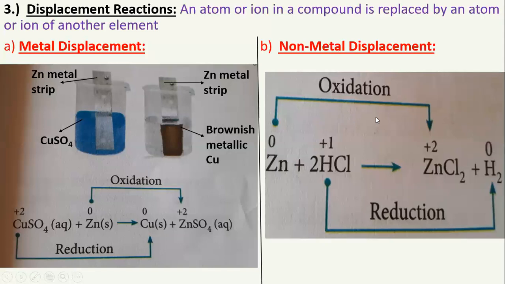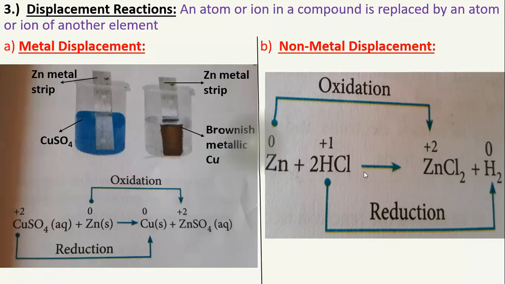And for non-metal displacement reaction, you see the example: zinc reacts with HCl. Here what happened? Zinc chloride is formed and hydrogen is released. So now when we check the oxidation state, zinc goes from 0 to +2, it increases, and again the reduction, +1 to 0, it decreases. Here it reacts with the hydrogen chloride. So by the time what happened, the non-metal, the zinc reacts with chlorine and hydrogen, and the hydrogen is displaced from the hydrogen chloride.